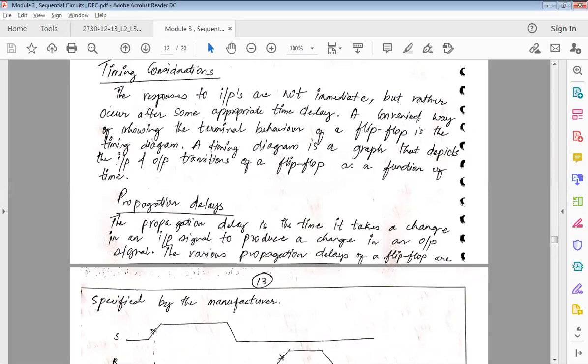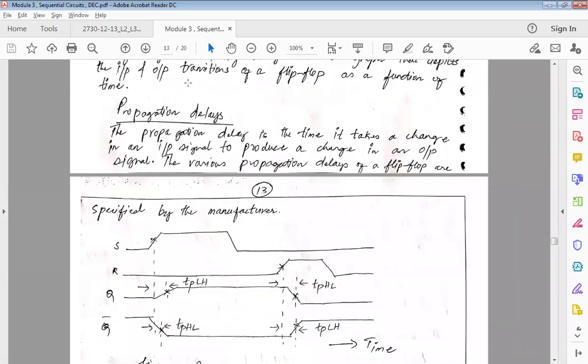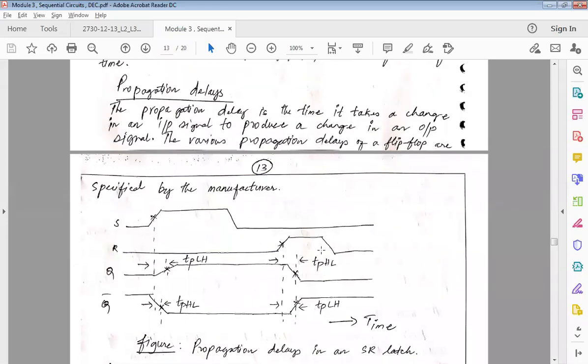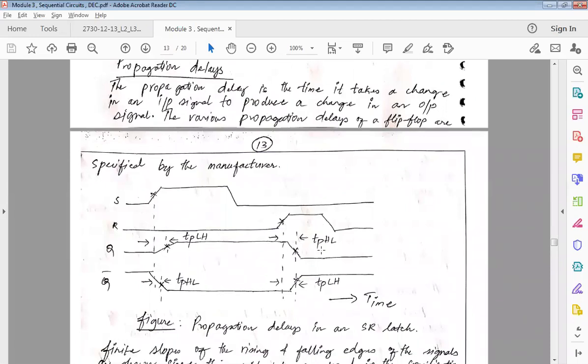A convenient way of showing the terminal behavior is a flip-flop timing diagram. This diagram depicts what the inputs are, what the outputs are, and how they transition as a function of time. So that is your timing diagram. Let us now look into something called propagation delay for an SR latch.